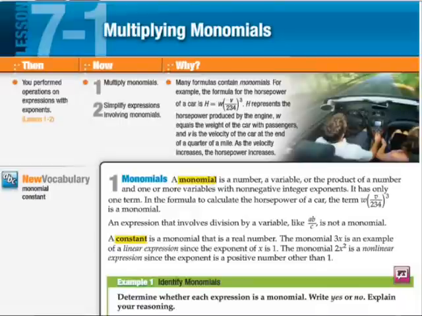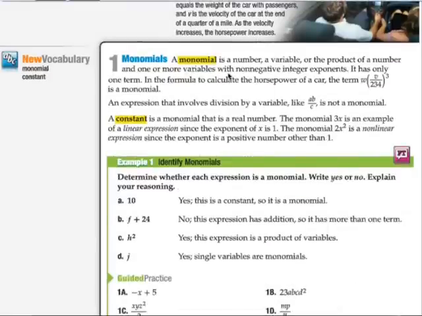Chapter 7 is all about polynomials. In 7.1, we're going to look at multiplying polynomials, and in 7.2, we're going to look at dividing polynomials. That's why they kind of go together and they kind of go quickly. First, just some terminology. A monomial is a number, a variable, or a product of any one or more variables with non-negative integer exponents. It has only one term. In the formula to calculate the horsepower of a car, this whole big giant thing right here is a monomial. It's just one term. Lots of numbers and letters, but they're not separated by a plus or minus.